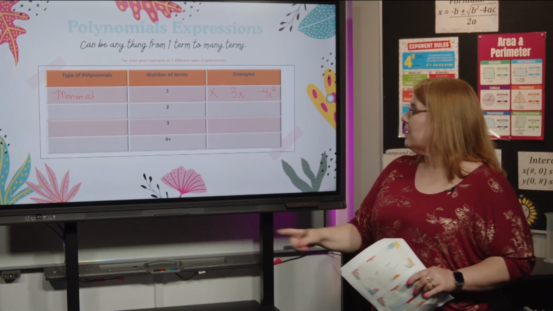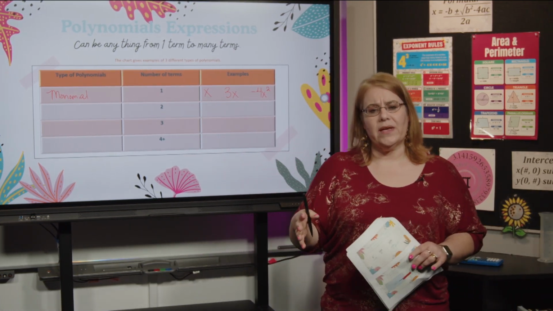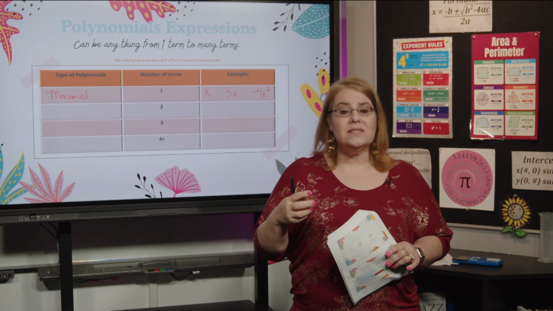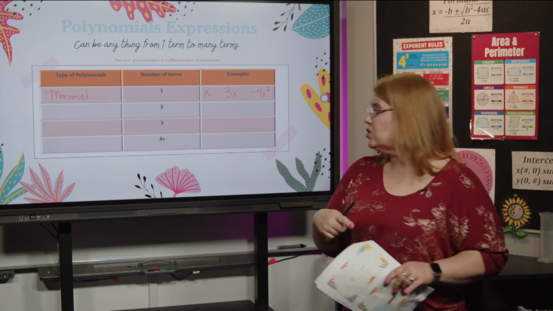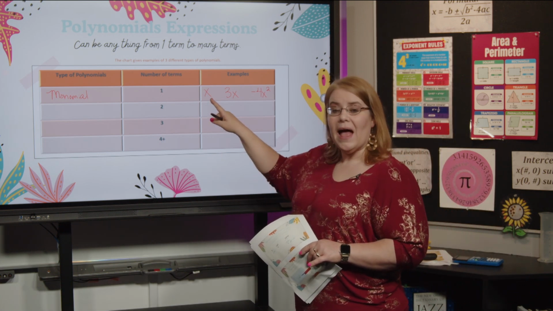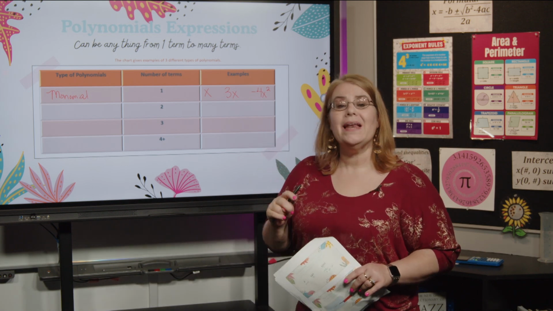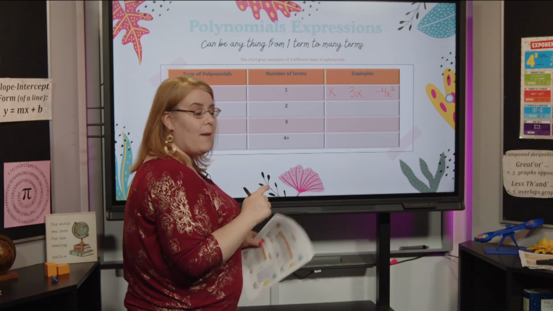So the next one, we have two terms. Now, what do I know that's got two of something? What about a bicycle? How many wheels does a bicycle have? It has two. Bi means two. So if I had an expression that had two terms, it would be called a binomial. So I've got B-I-N-O-M-I-A-L, binomial.